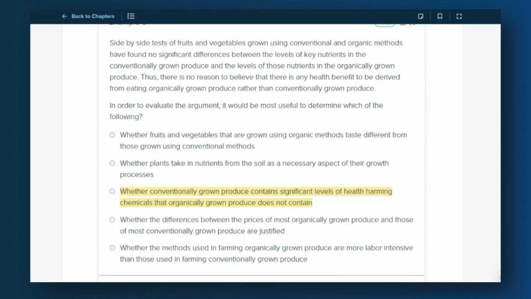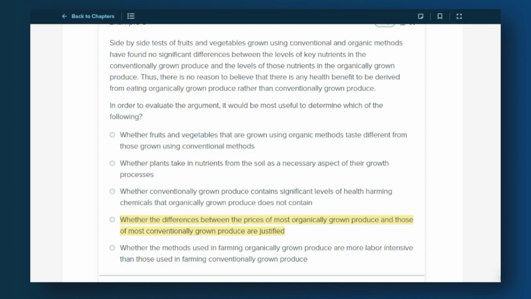If this statement is true, it weakens the argument. If this statement is false and there aren't any health-harming chemicals, that would strengthen the argument by removing a potential concern. Whether or not this answer is true affects the argument's quality, so this answer would be useful in evaluating the argument. C.